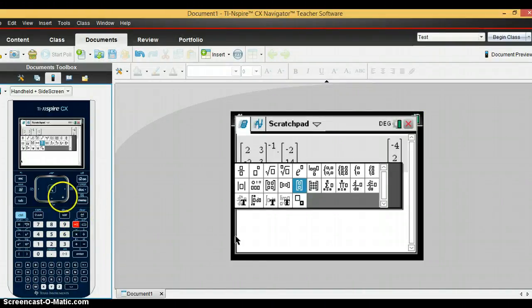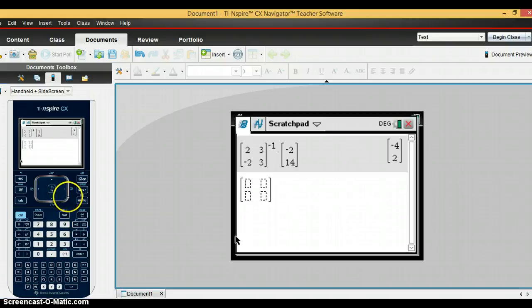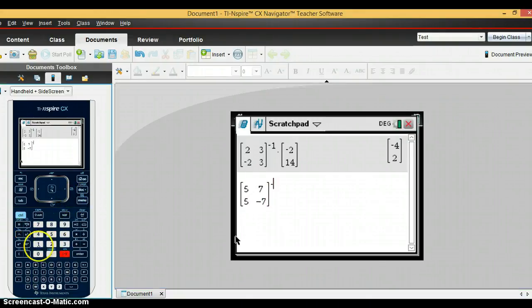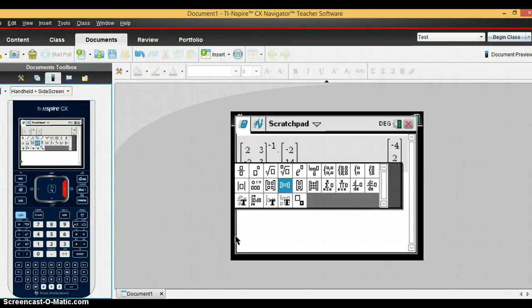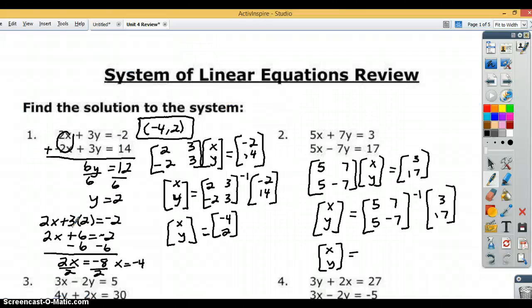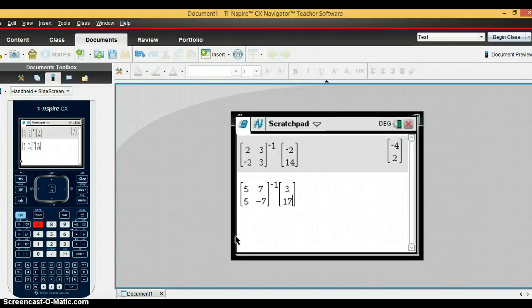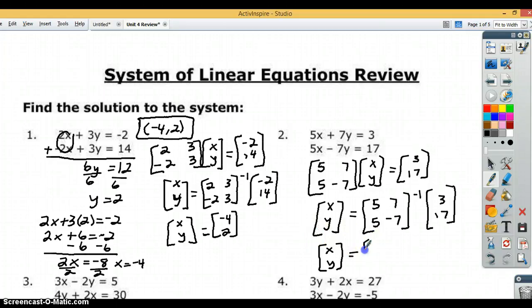So xy is equal to whatever we get from this. We want the 2 by 2, and it's 5, 7, 5, negative 7. Raise it to the negative 1. Then we want our 2 by 1, and that's going to be 3 and 17, and you get 2, negative 1. So 2, negative 1, which means that our ordered pair is this.